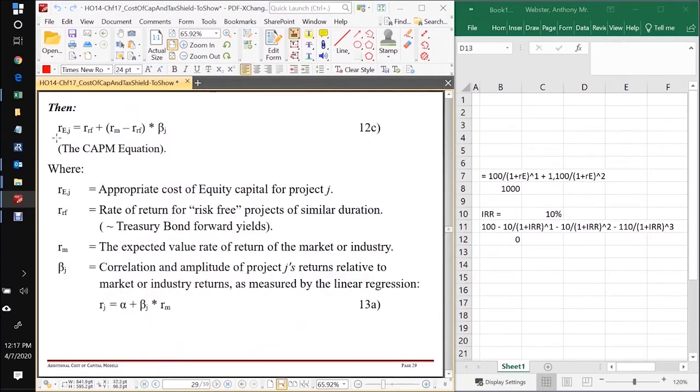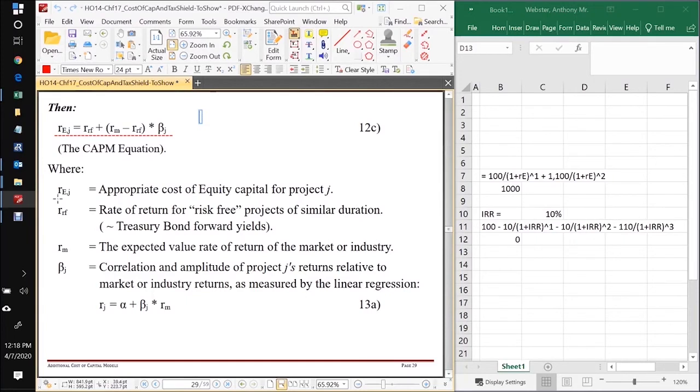And given all that, then we say that the opportunity cost of capital for this project, which is typically going to be buying shares in this company, for this project J, to owners, not to debt holders, but to shareholders, is equal to our risk-free rate plus the difference between our market rate and our risk-free rate times this thing called beta. And this is the same beta we have looked at in previous chapters. So this equation is called the CAPM equation. Happily, it's pretty simple.